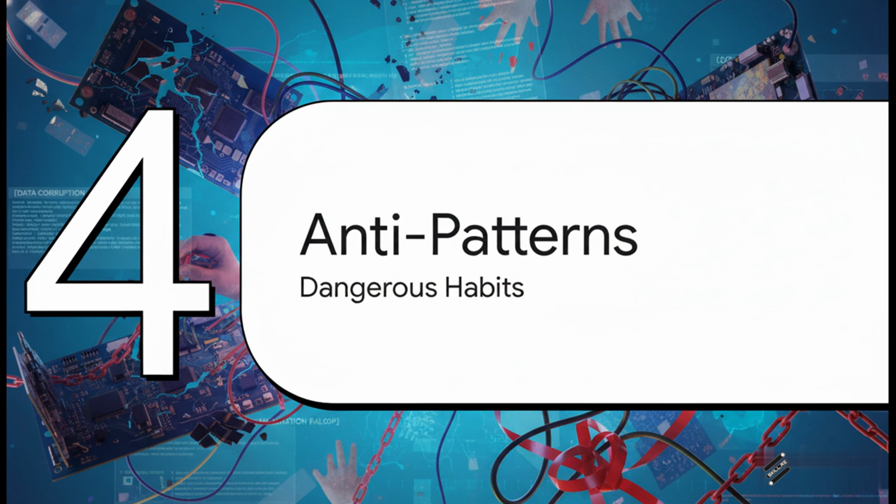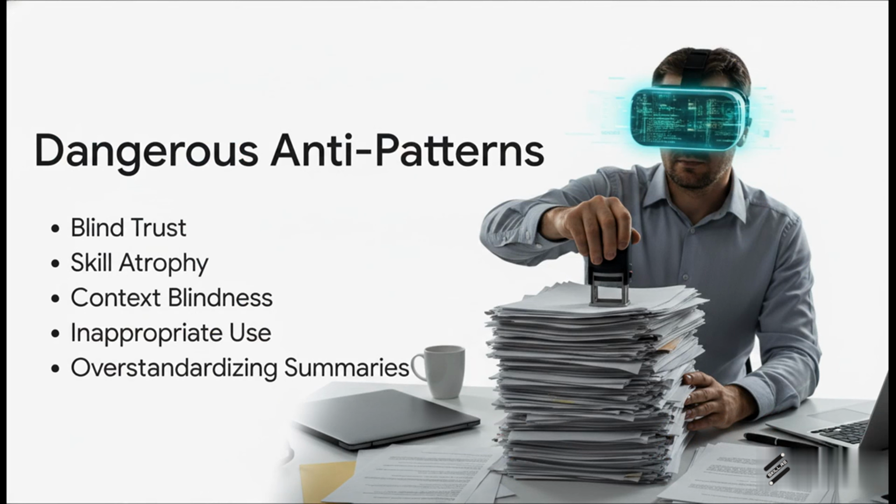You're never going to catch those AI failures if your team falls into these bad habits. Let's break these down. The absolute most dangerous mistake is blind trust, just blindly routing AI content because you're rushing. Then there's context blindness, ignoring a customer's history. Inappropriate use is when you try to let a bot handle a highly sensitive emotional escalation. And over-standardizing summaries. If every ticket starts sounding like a robot reading a dictionary, you've completely stripped away the human element that actually makes support work.